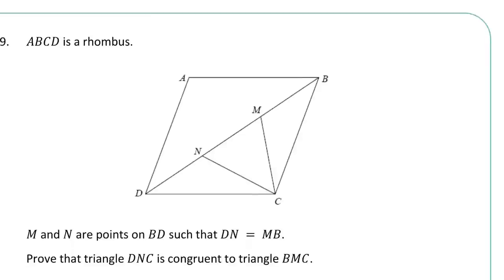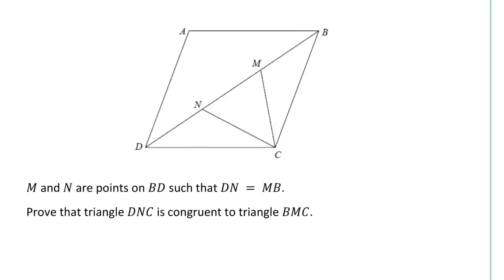Let's have a look at our next one. So ABCD is a rhombus. M and N are points on BD such that DN is equal to MB. Prove that triangle DNC, let's just find that first, DNC is congruent to triangle BMC, which is this one here. So we need to prove that they're congruent.